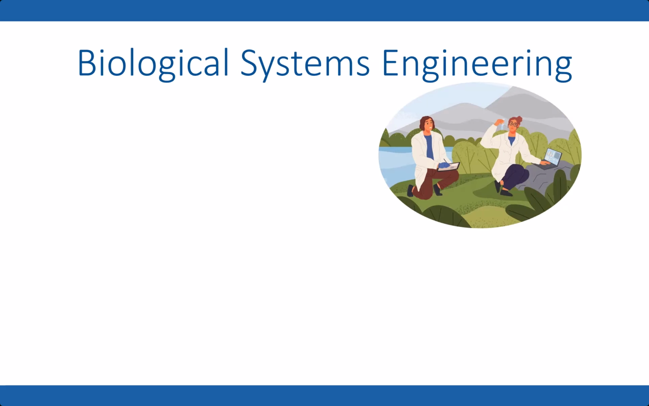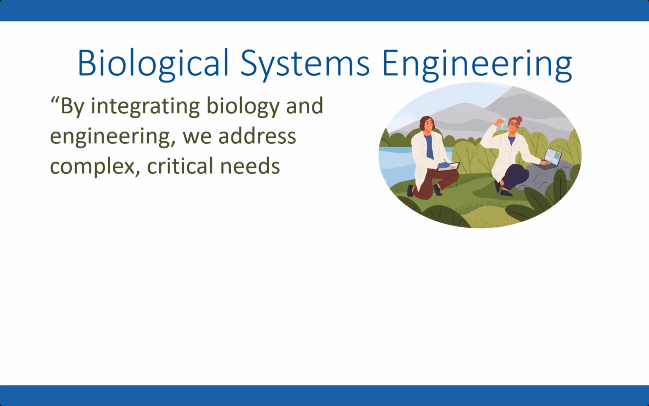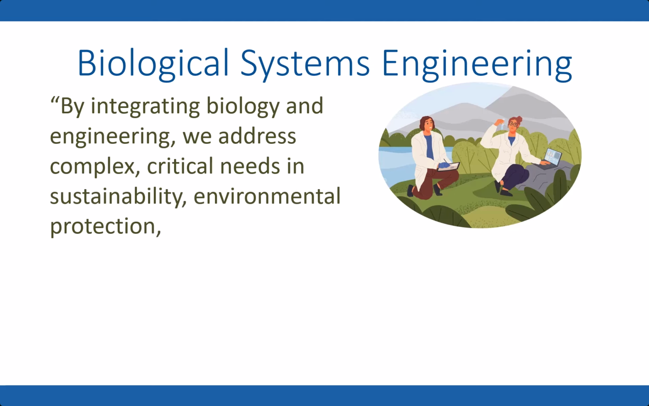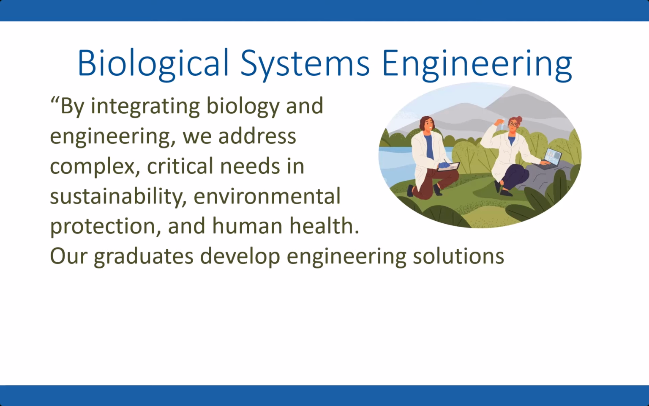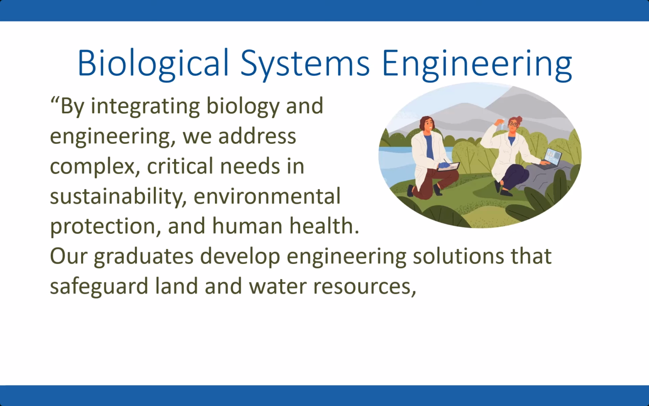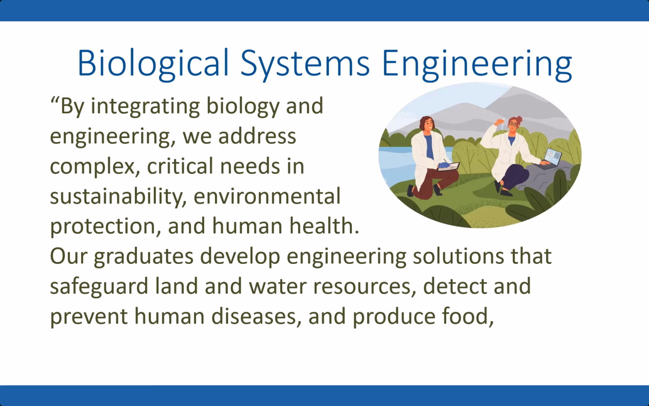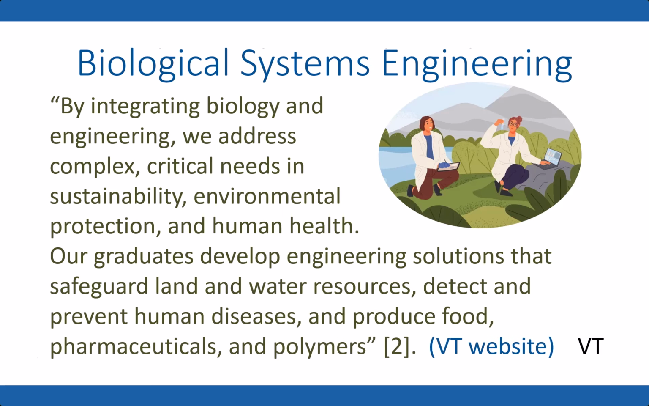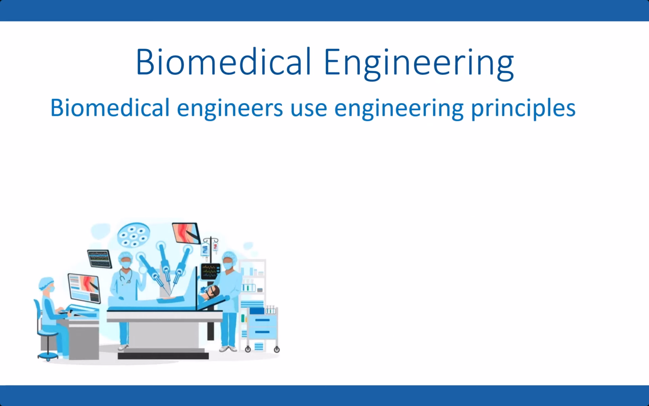Biological systems engineering. The Virginia Tech website says, "By integrating biology and engineering, we address complex critical needs in sustainability, environmental protection, and human health. Our graduates develop engineering solutions that safeguard land and water resources, detect and prevent human diseases, and produce food, pharmaceuticals, and polymers." Biomedical engineering. Biomedical engineers use engineering principles to improve human health.